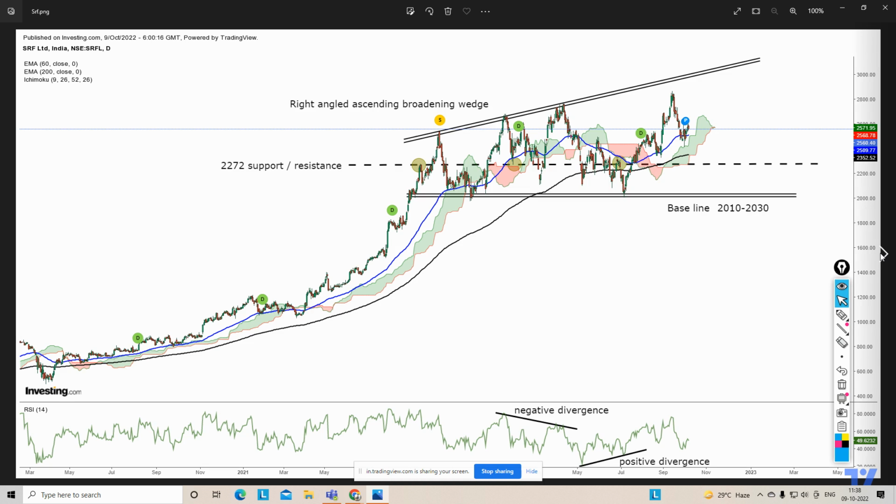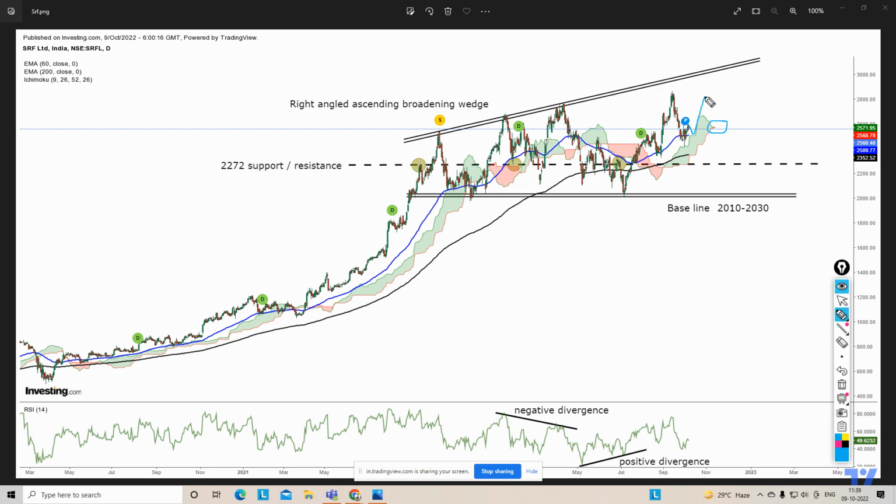Within this broadening wedge pattern, you see that we have a support resistance band also available at 2272. Correct. Again, if you see above this 2272, you have got a 60 exponential moving average, right? This blue color is your 60 exponential moving average. This black thread is your 200 exponential moving average. Plus, there is a good formation of cloud, right? Now, what's interesting in this is there is a crossover happening in the future Kumo, right?